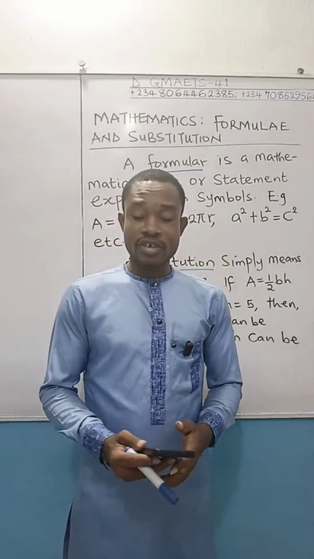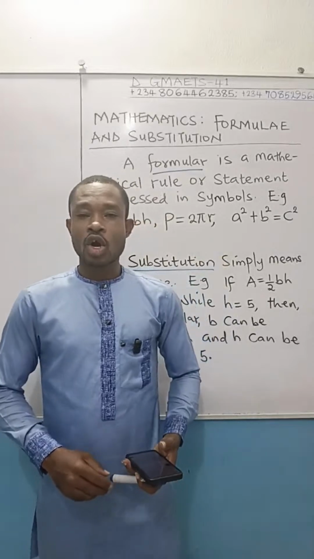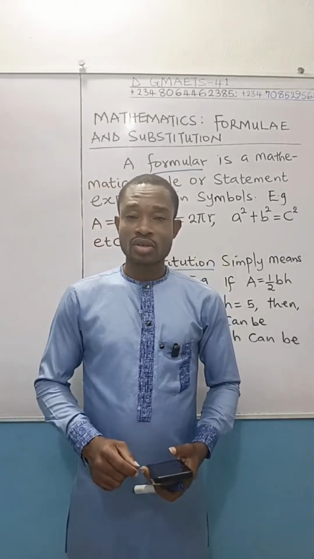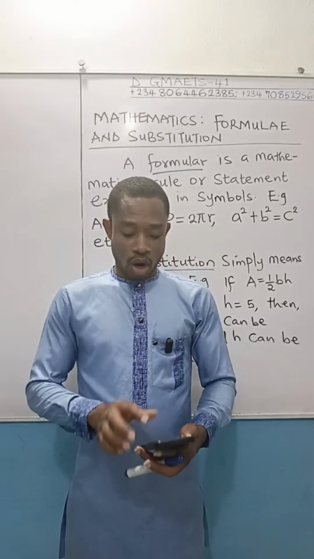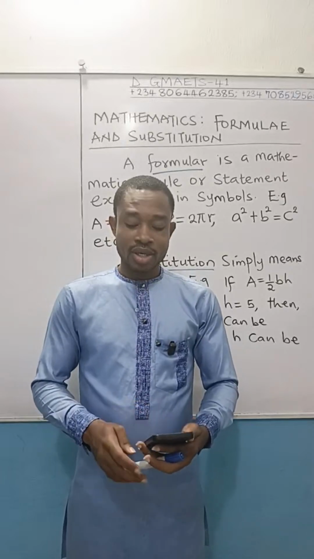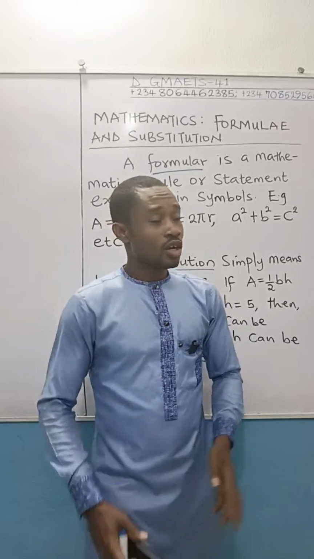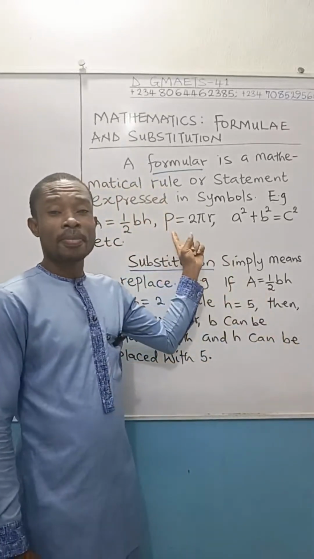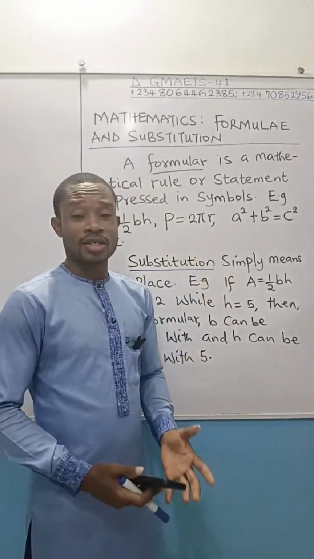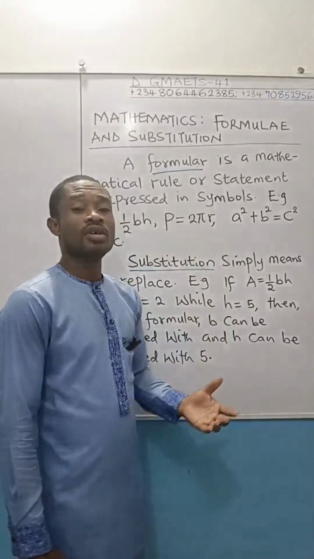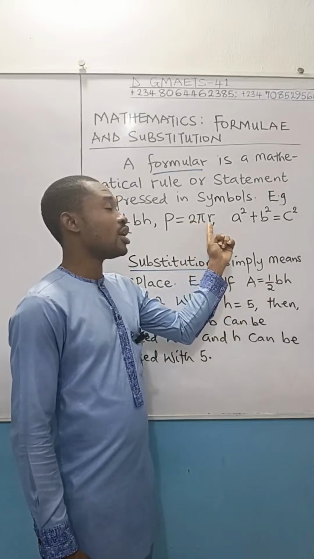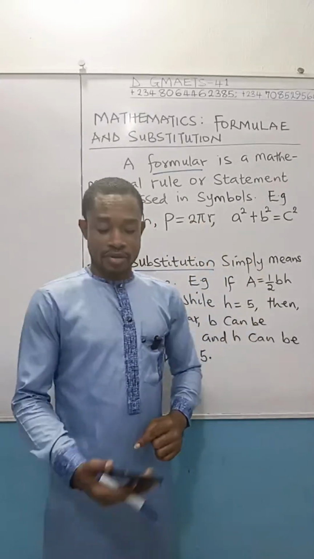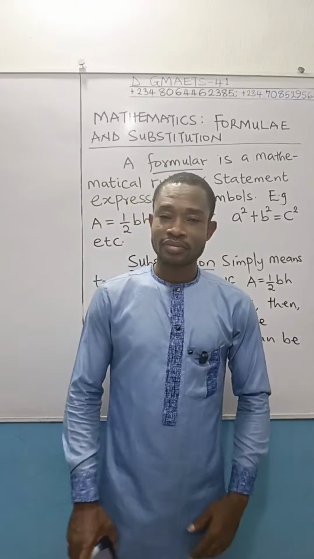P equal to 2 pi r. This is the perimeter of a circle, also called the circumference of a circle. Perimeter of a circle, also called what? Circumference of a circle. So this P represents perimeter. Sometimes you can use C as a symbol to represent circumference, equal to 2 times pi times radius. That R there represents radius.